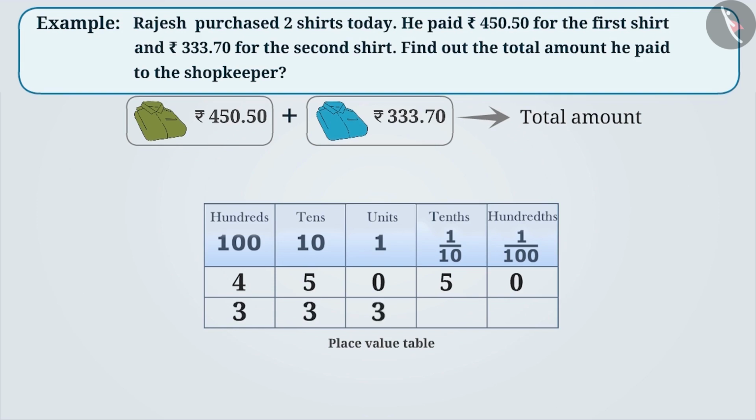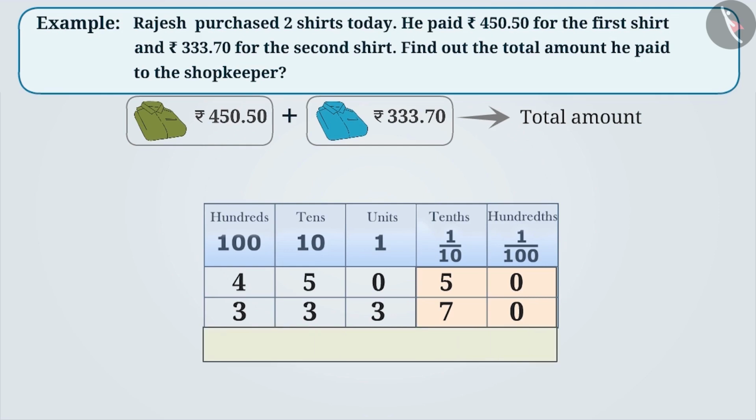Similarly, we will arrange 333.70 in the place value table. As you can see, in both the numbers, the number of digits are equal after the decimal point, so there is no need to use a 0 here. For the operation of addition, we must draw a line below the second number and write the sum.